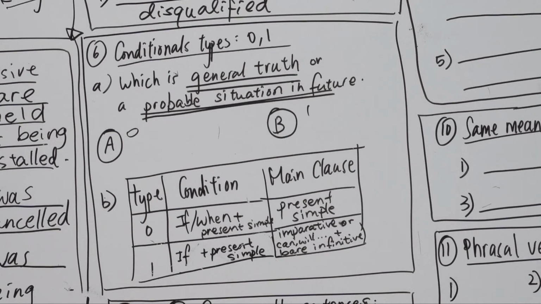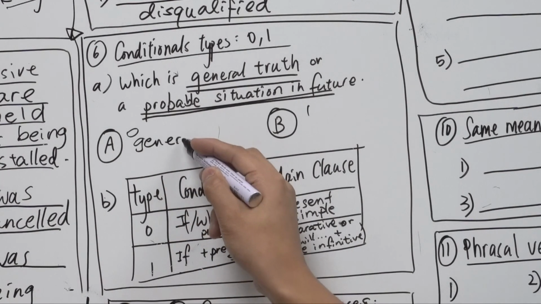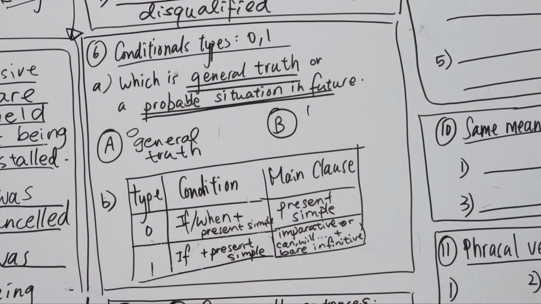On your book, you can refer again. A, if water freezes, it turns into ice. Is that general truth or probable situation? General truth. Right, so it's a general truth. So this is the general. Right, and for Jenny, did you write down general truth? Jenny is still writing, so I'll ask Lavina instead.